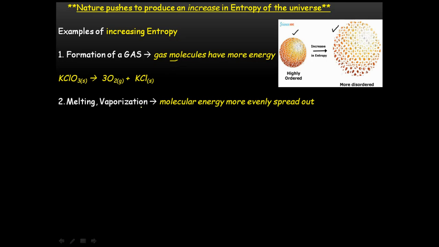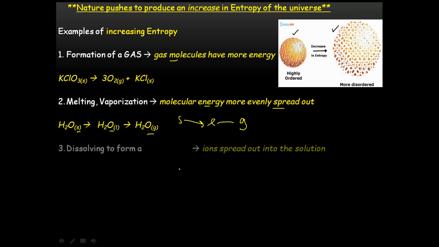Melting and vaporization are good examples of processes where particles break into a more chaotic state. Your molecular energy is more evenly spread out amongst the particles. The particles can move, they can twist, they can move around quicker. A good example would be solid ice going to liquid, going to gas. So solid to liquid to gas is a good indicator of the fact that entropy is increasing. Really, what you're doing is paying attention to the little phase terms down here, and a lot of times that will help you.